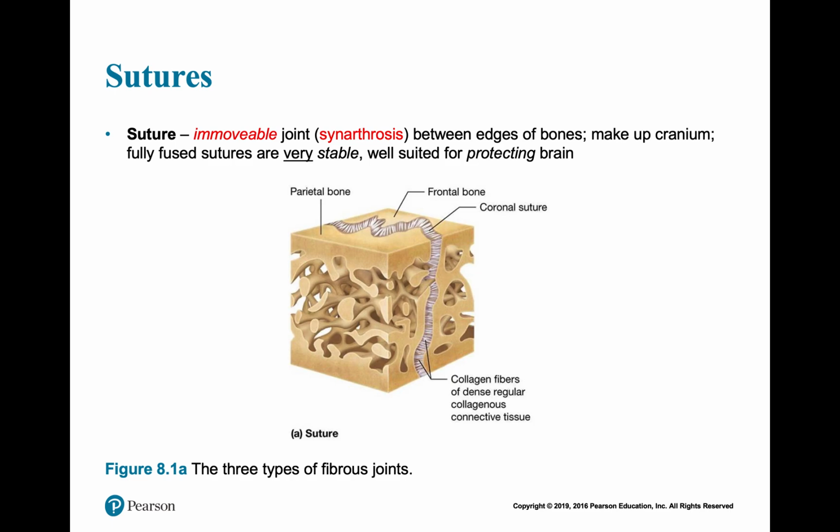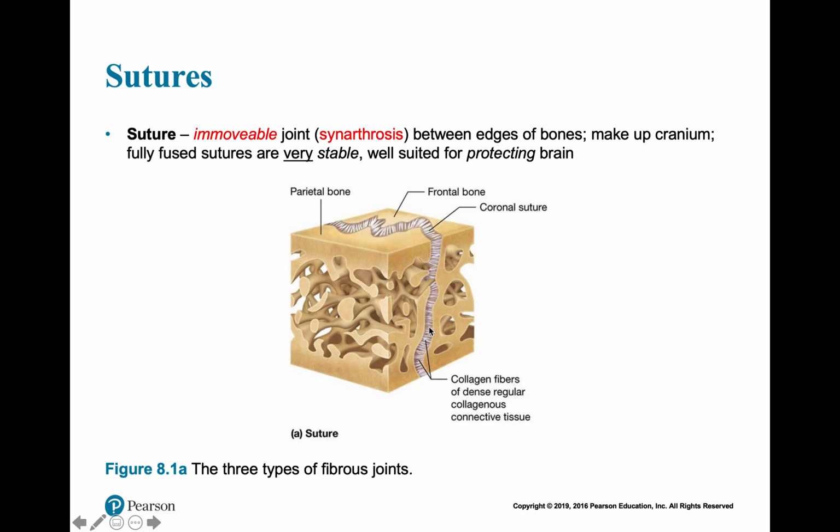So we want multiple bones of the cranium to allow for rapid brain growth, but we also want those cranial bones to be held together by very stable joints that will not be freely movable. And so that's why we have sutures. There's that dense, regular connective tissue holding the bones of the cranium together. They're immovable, meaning they are synarthrotic.